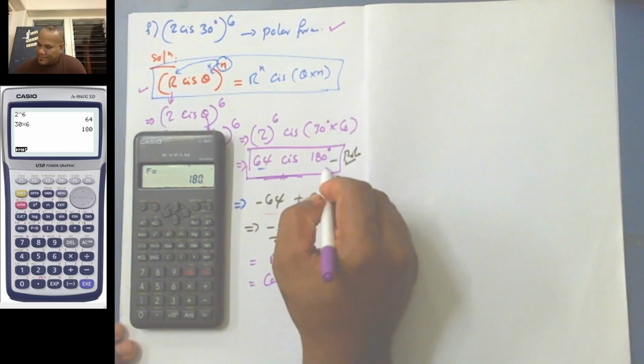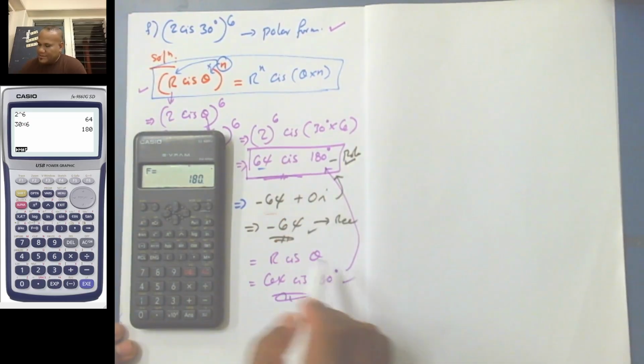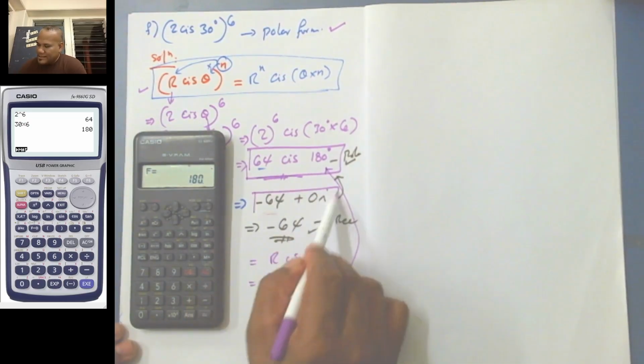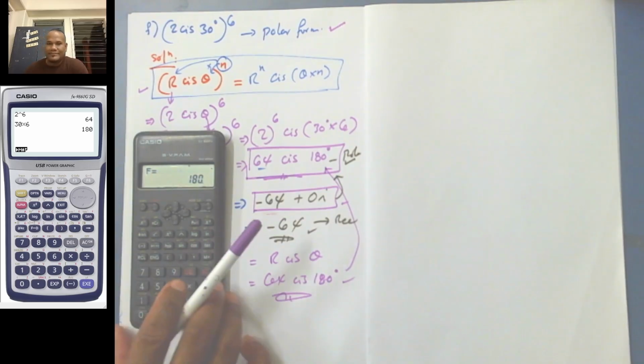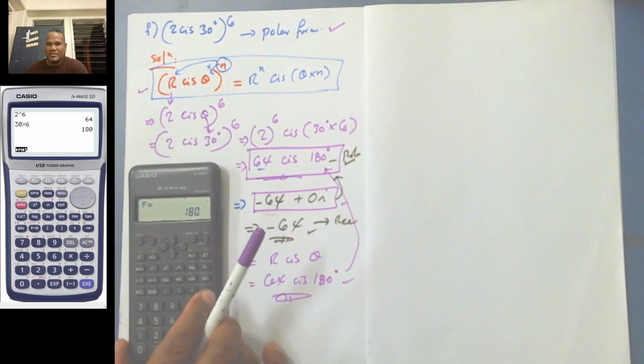Does it come back here? Yes. So that means this is our rectangular form. We can use this concept in converting either polar to rectangular or rectangular to polar. We'll use the same concept here.